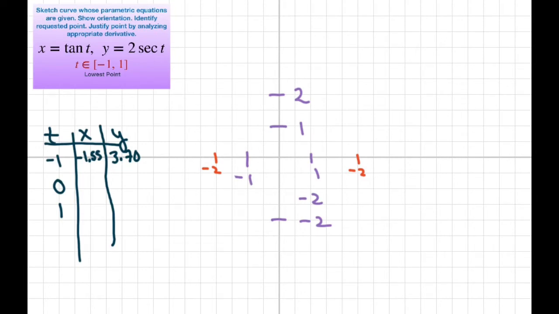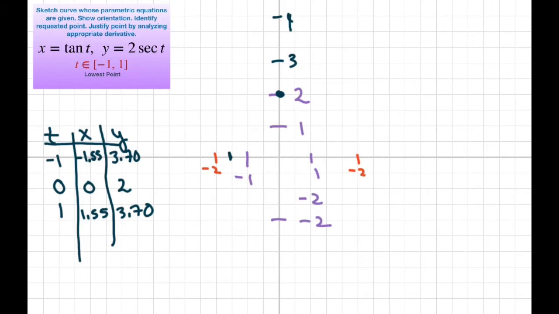At 0, we're going to get 0 and then 2, because secant of 0 is 1. And then at 1, we're going to get 1.55 and 3.70. So let's graph that. We have 0, 2, -1.55, and 3.7. So this is 2, 3. So let's do about a half here. And 3.7, this would be 4.